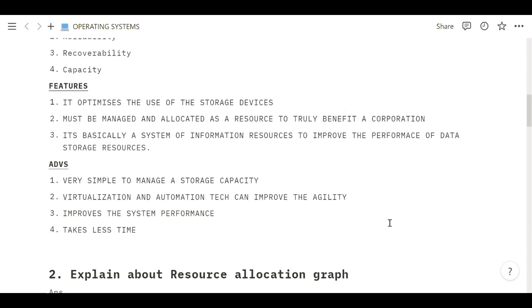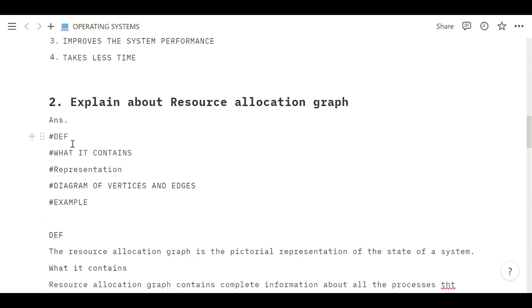So these 5 key points, if you just remember: definition, what it contains, representation, diagram, and vertices, edges. Okay, example. So this will be your total resource allocation graphs answer.